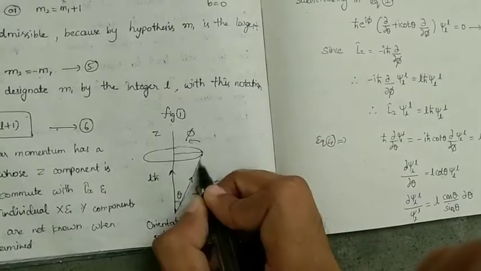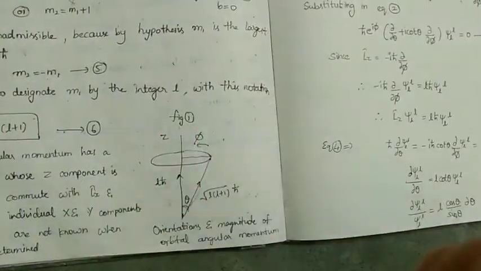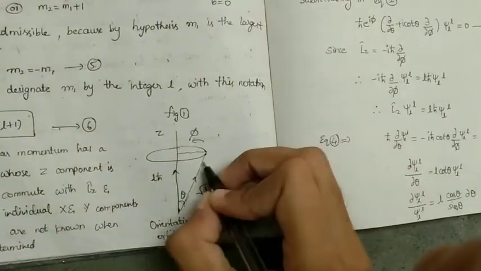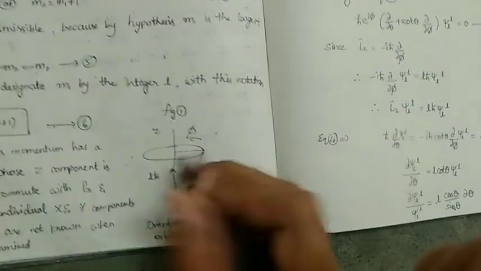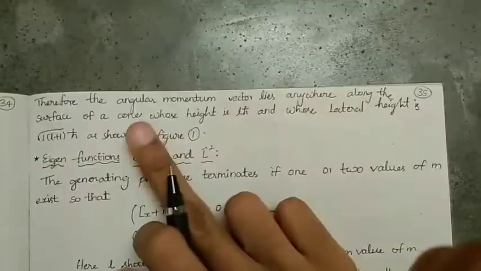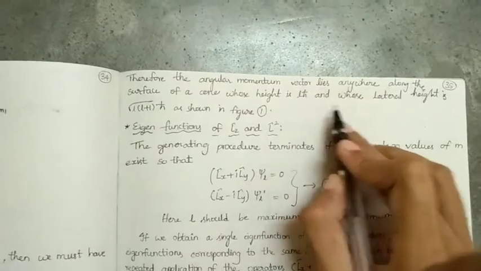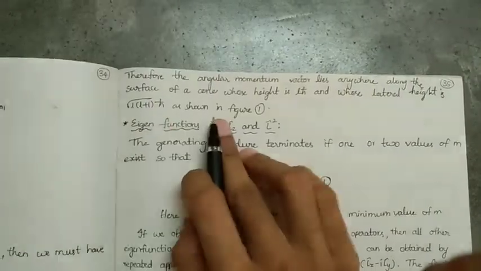So for a given L, this is the possible Lz. It has been represented in a conical form. This is L and this is the z component of L, making an angle theta. Therefore the angular momentum vector lies anywhere along the surface of the cone whose height is L h cut and whose lateral height is root over L into L plus 1 h cut, as shown in figure 1.